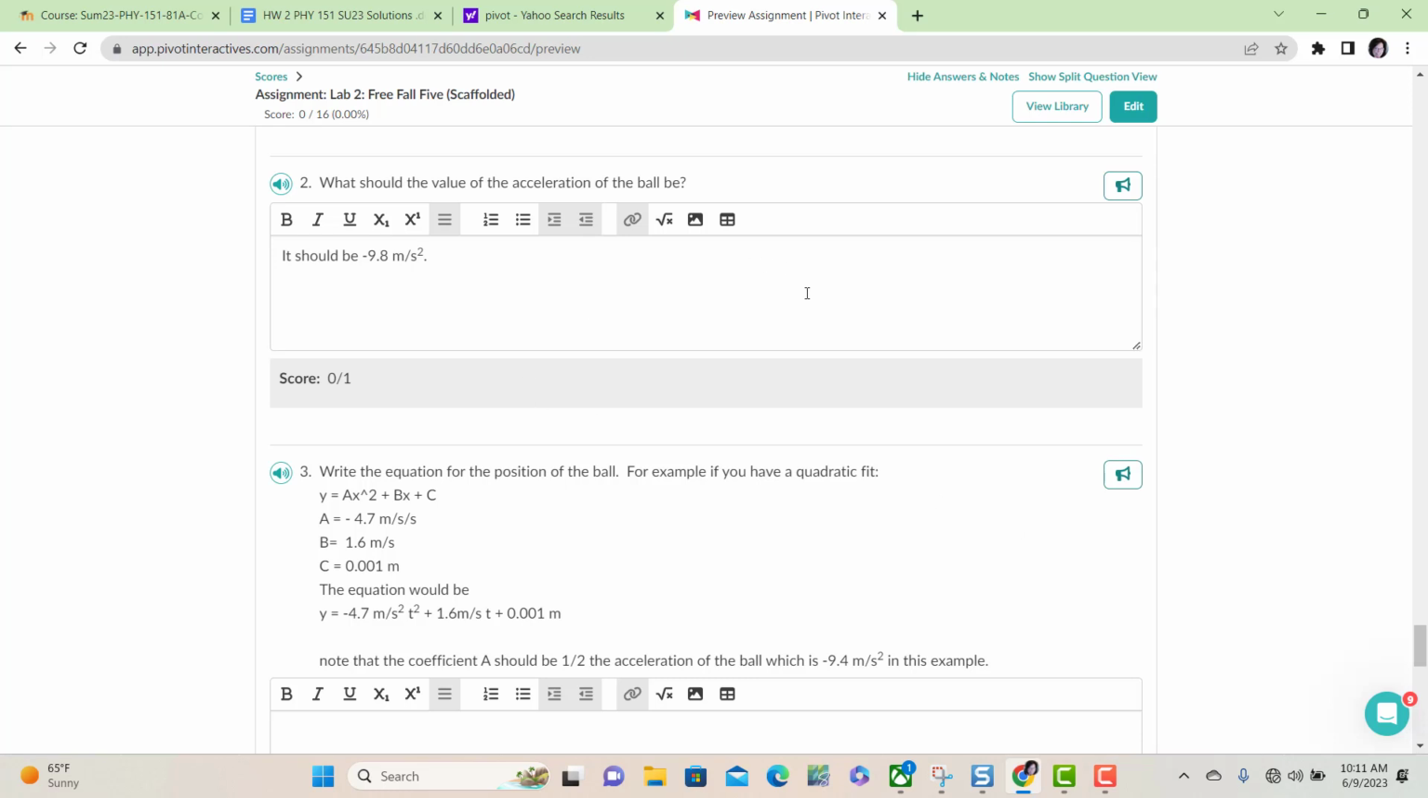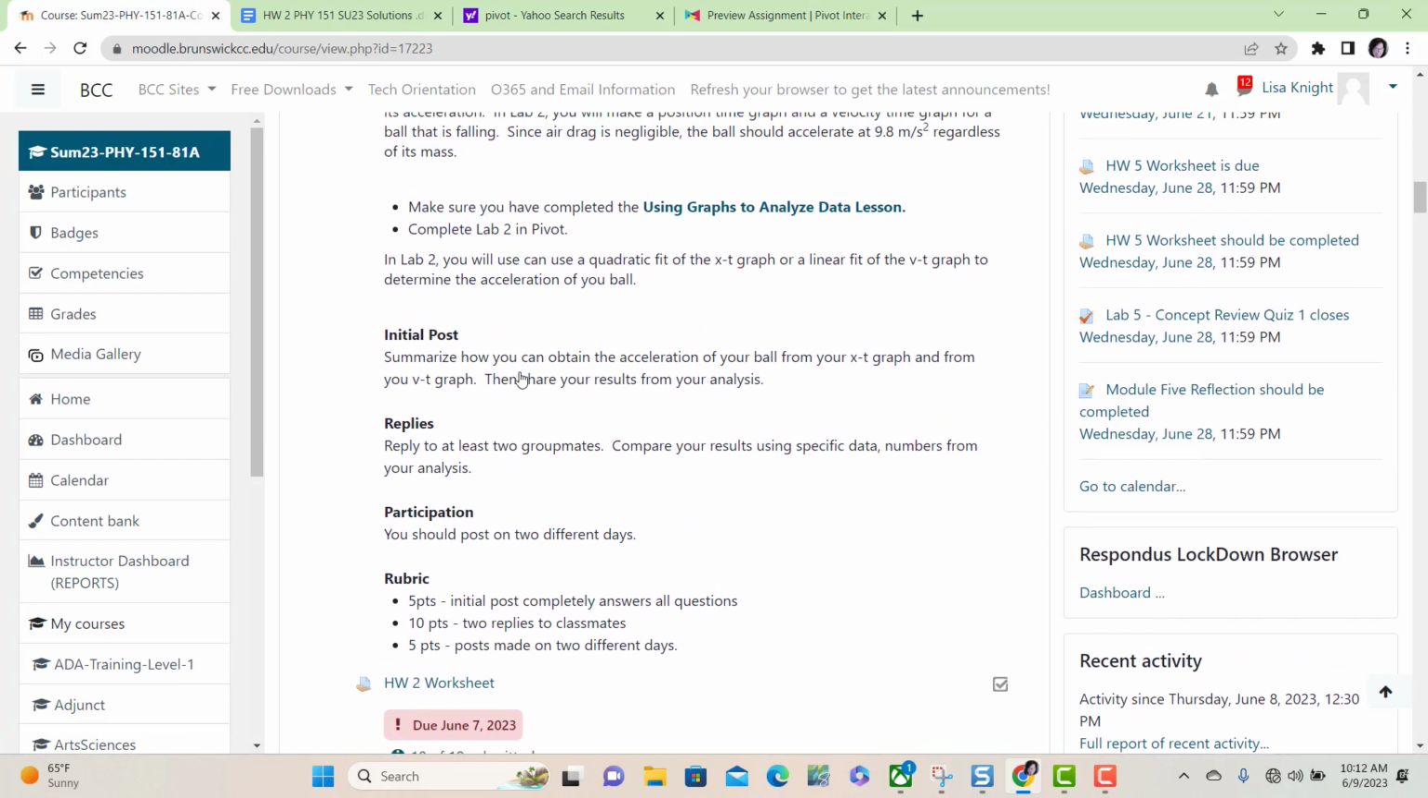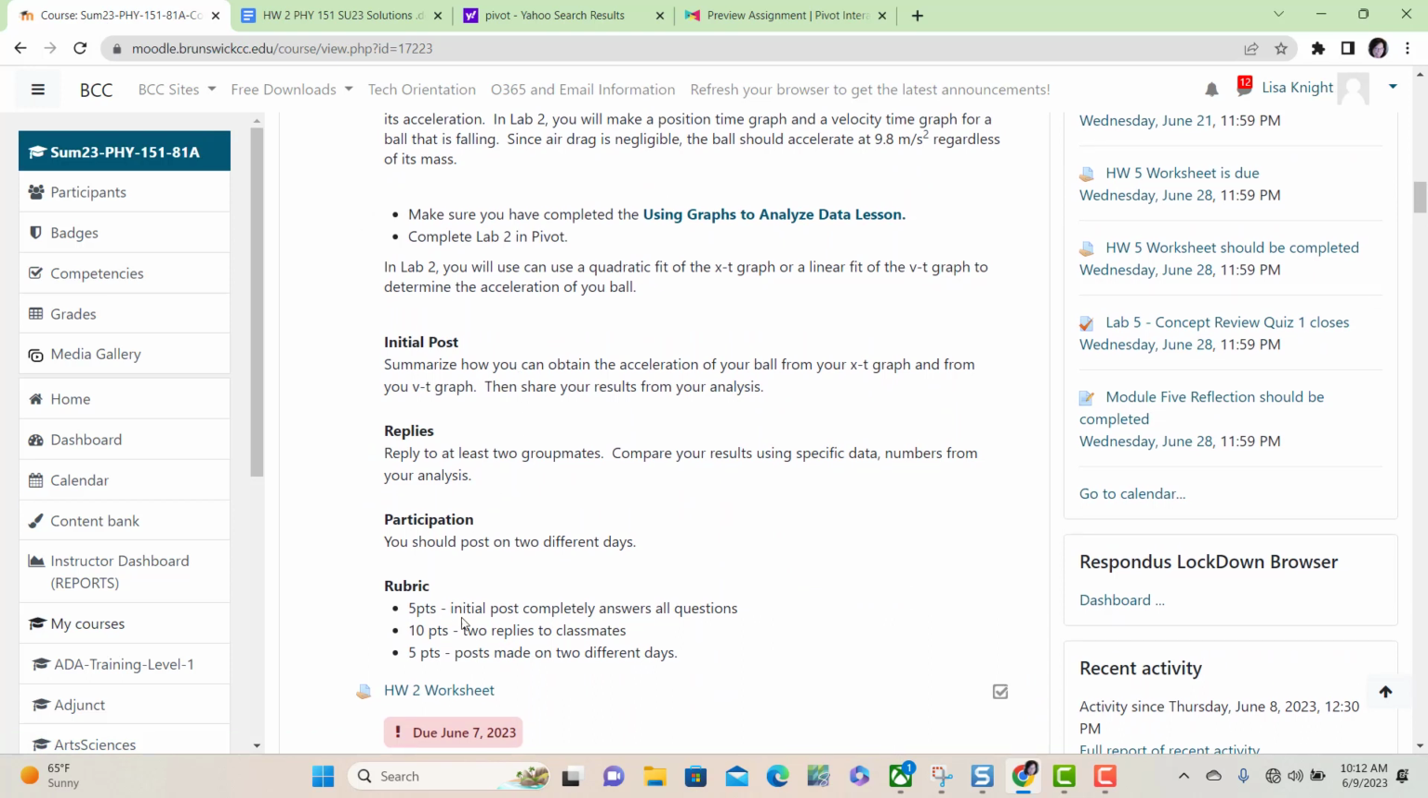The only other thing I want to mention to you is the discussion. So in this discussion, it was a 20-point discussion. Every discussion has a rubric listed, so adhere to it. And this one, you needed to make your initial post. That was 5 points. Most of you got that. You needed to reply to 2 classmates, 5 points a person. So if you only replied to 1, you lost 5 points out of 20.